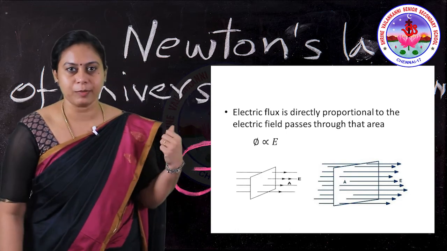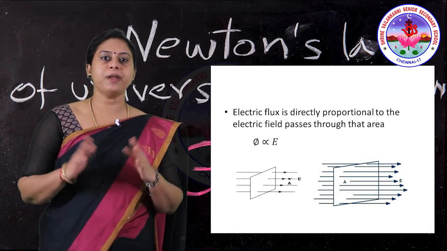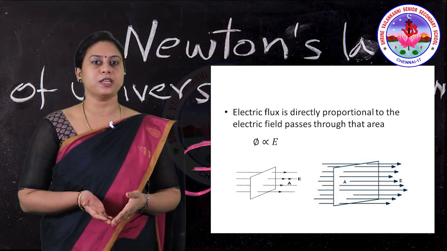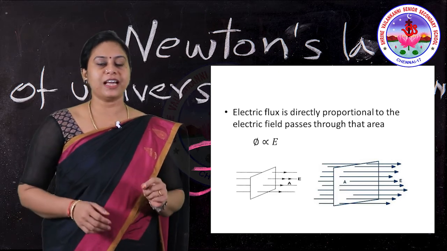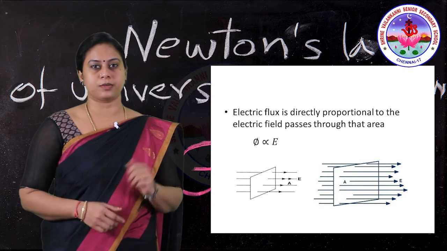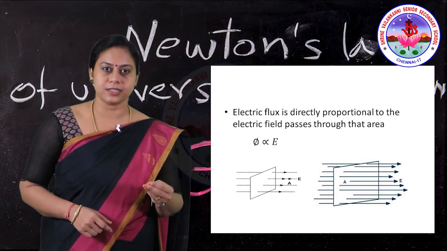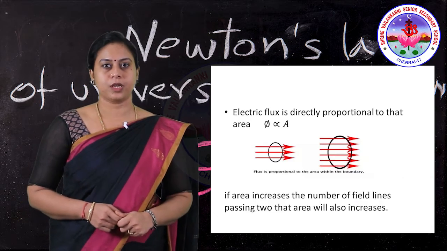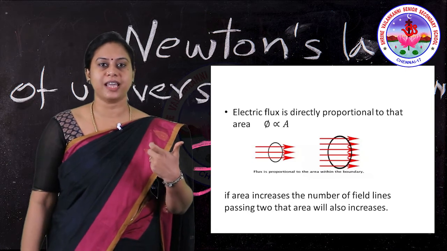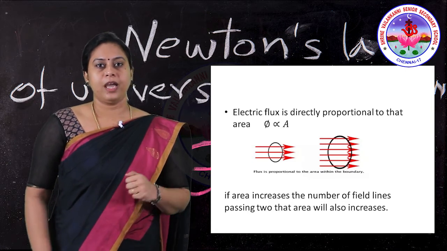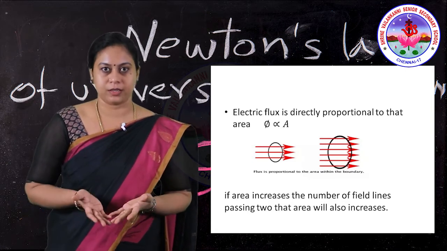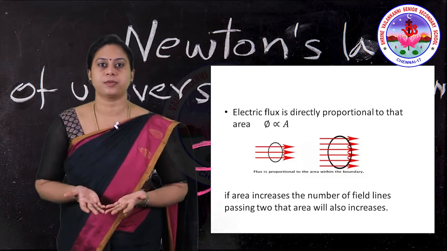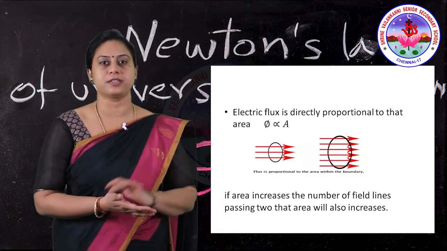And by seeing the diagram, you may understand that the number of electric field lines which is passing through that area, the flux is directly proportional to that. If the field lines increase, then flux will increase. We may see the next keyword, that is area. If the area increases, the boundary is getting increased, then the flux will also increase.